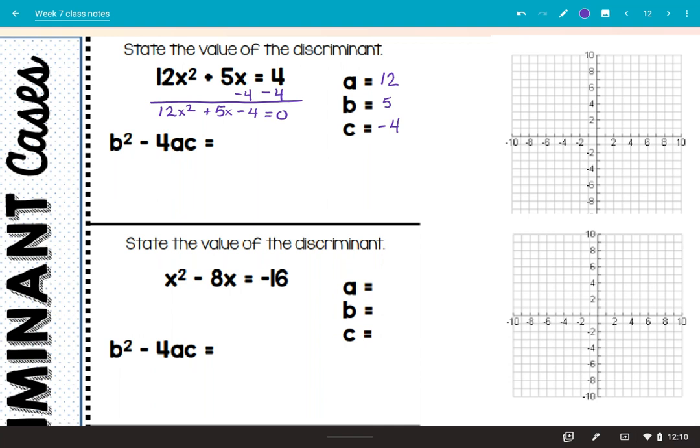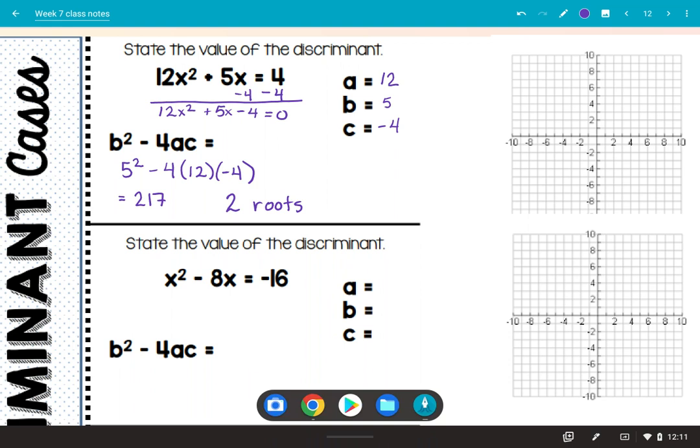And then you're going to plug it into the calculator, or you plug it into the formula. So b squared, your b is 5, minus 4 times your a times your c. We're going to plug that all straight into the calculator. So 5 squared minus 4 times 12 times negative 4. I'm doing it right now. You get the number 217. 217 is a positive number, so we know there are 2 roots.